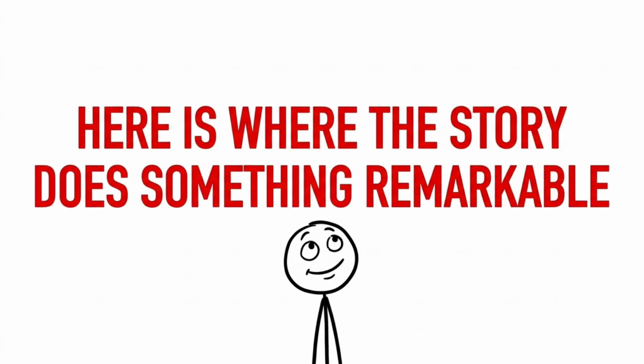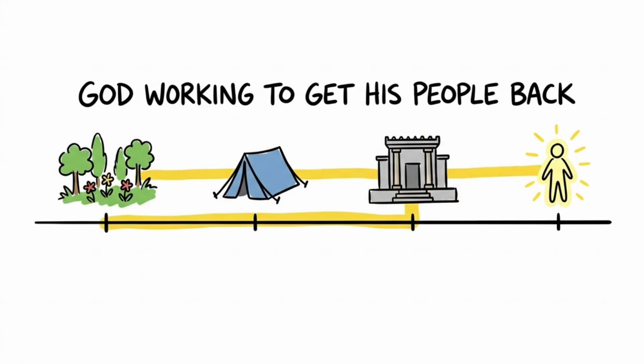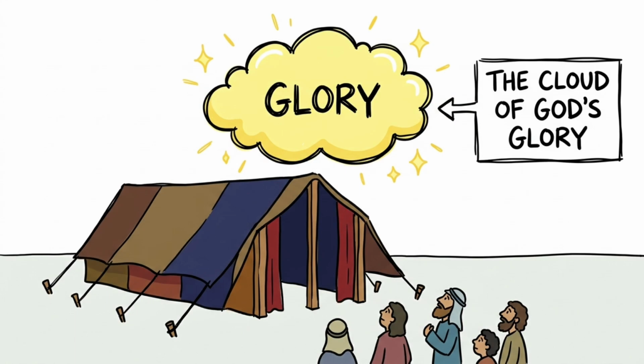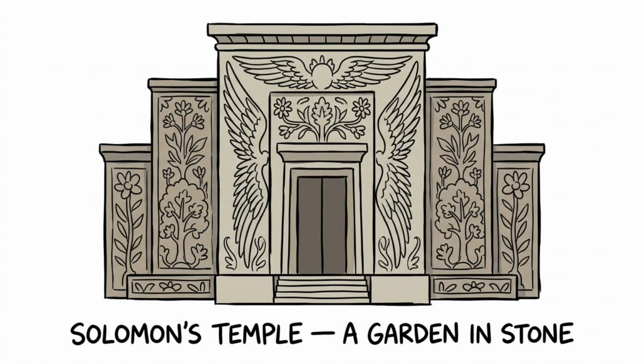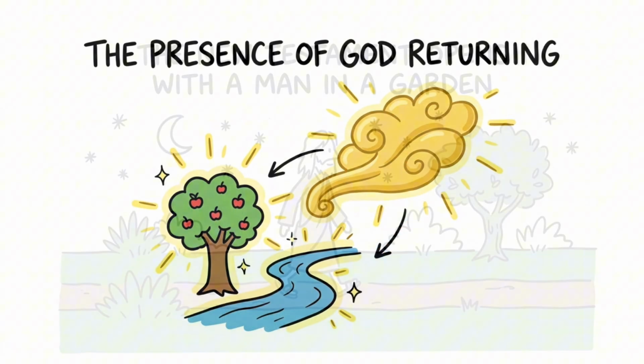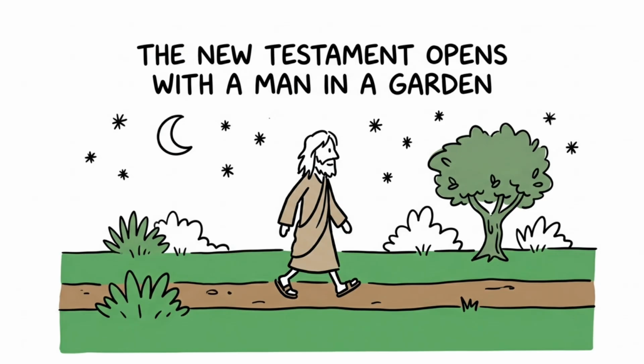And here is where the story does something remarkable, because the rest of the Bible, all of it, is the story of God working to get his people back into his presence. The tabernacle in the wilderness is a portable Eden. The cloud of God's glory filling it at its dedication echoes the presence of God in the garden. Solomon's temple is a permanent Eden, built with cedar panels carved with flowers and trees, and cherubim, a garden in stone. The prophets describe the future restoration of Israel in explicitly Edenic terms: rivers of water, fruit trees, the presence of God returning. And then the New Testament opens with a man walking in a garden.